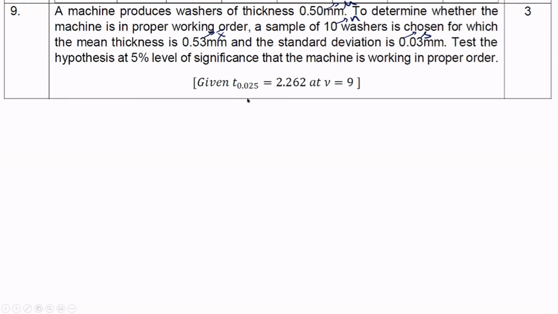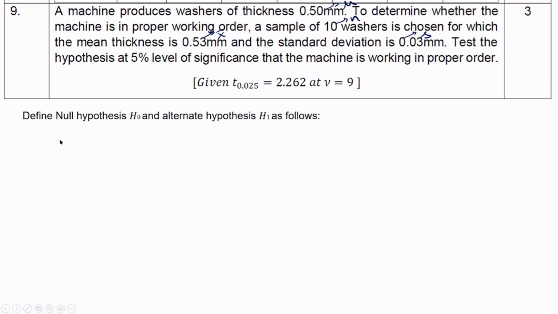Given t 0.025 equal to 2.262 at nu equal to 9. Nu is the degrees of freedom. Here the sample size is 10, so the degrees of freedom will be 10 minus 1, which is 9. So this is the tabulated value which is given here. This is hypothesis testing using t-test, from the unit Inferential Statistics. Now let us solve this question.